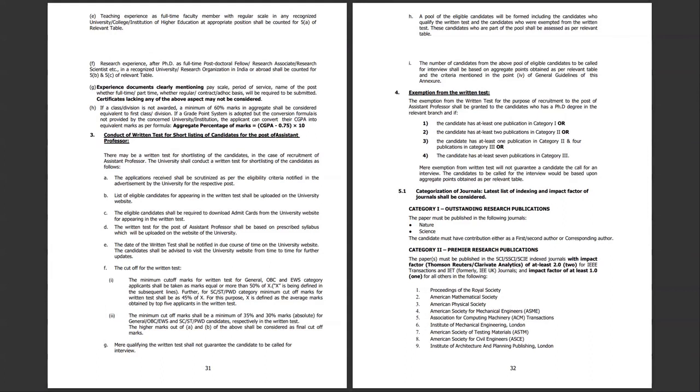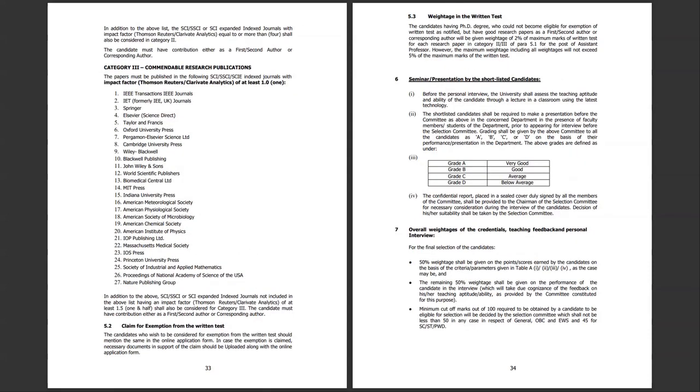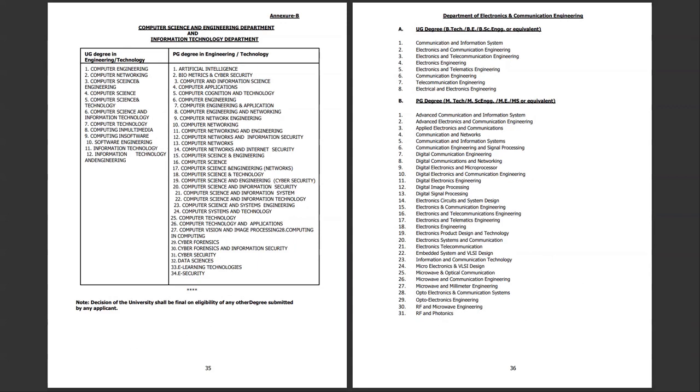Basically, if the candidate has at least 1 publication in category 1, or at least 2 publications in category 2, or at least 1 publication in category 2 and 4 publications in category 3, or at least 7 publications in category 3, then only they are going to be exempt from the written examination.